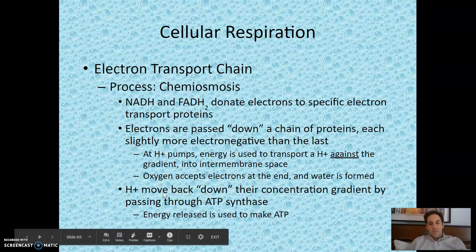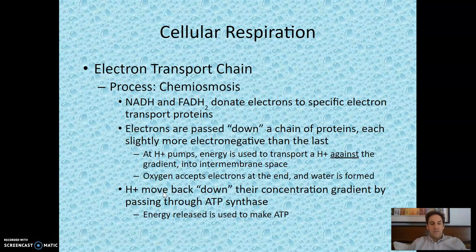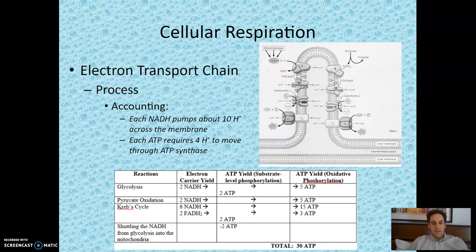Okay, those H+ now, we've piled them up in that intermembrane space. They're going to move back down their concentration gradient by passing through ATP synthase, and that energy released is going to be used to make ATP. So here's the proton. It's going to now move back down its gradient, and that energy is going to be used to make ATP.